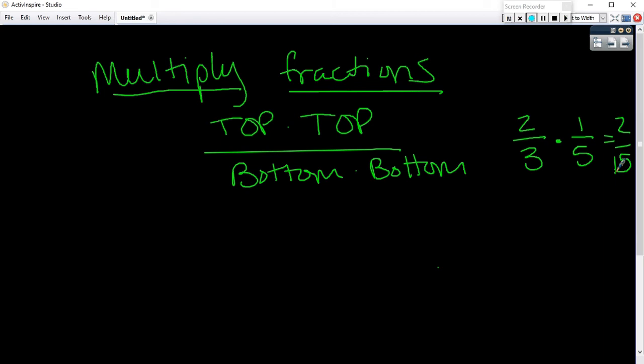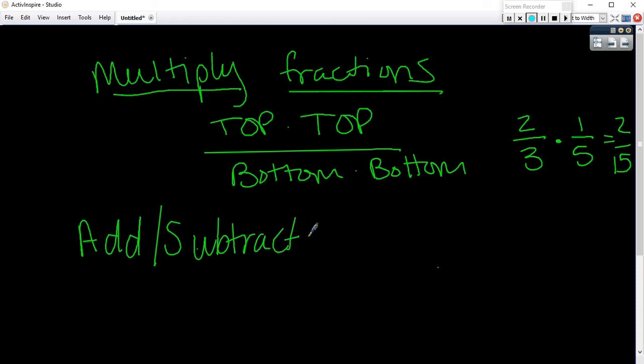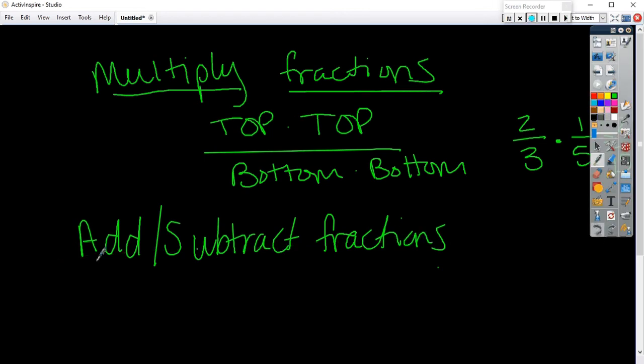But what if I had to add or subtract fractions? It's a little bit harder. Why? Exactly. You got to have like denominators.